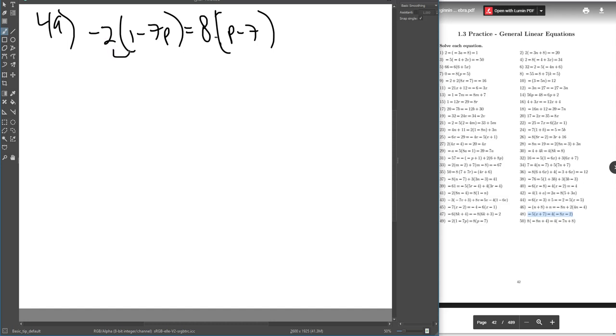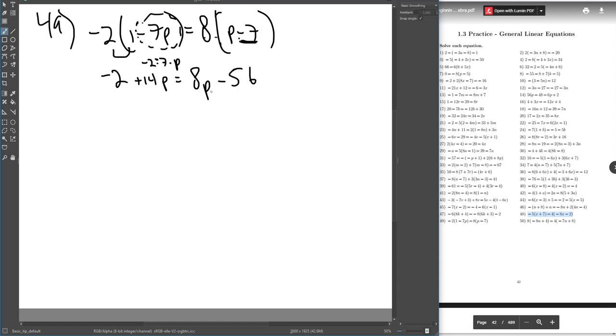All right. So minus 2 times 1 equals minus 2. Minus 2 times, look at this, negative 7p. That's saying minus 2 times minus 7 times p. Here we'll put another negative. Since there's an even number of negatives in a multiplication operation, it becomes positive. So that's plus 14p equals 8 times p equals 8p. 8 times minus 7 equals minus 56.